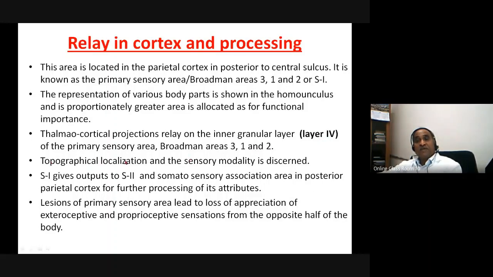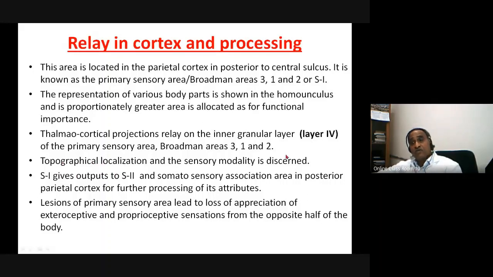So, topographical localization and sensory modality: if I stimulate a particular area in the cerebral cortex, that would produce the sensation of a touch in the finger or whatever. If I go to that particular site and stimulate, that would produce the touch sensation. That means there is a topographical localization.